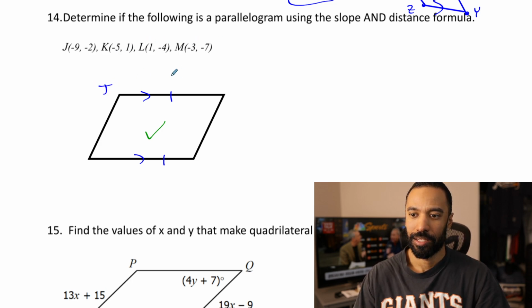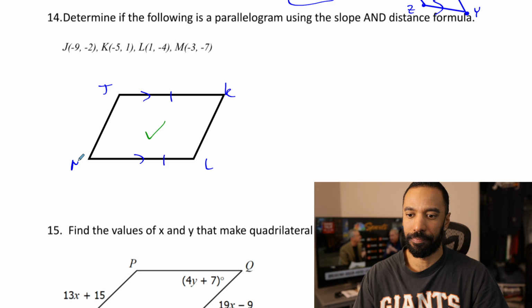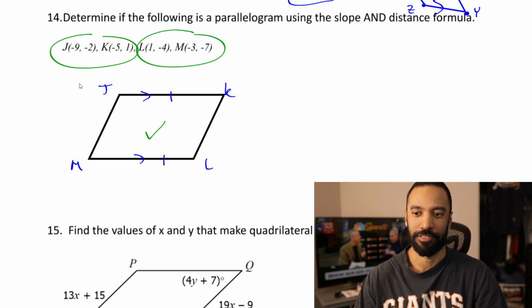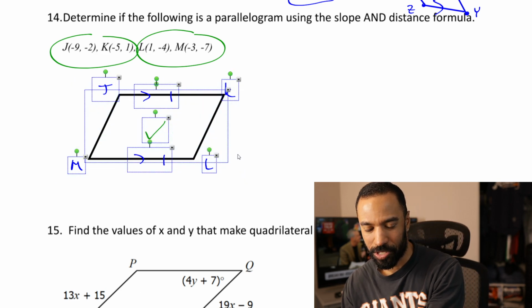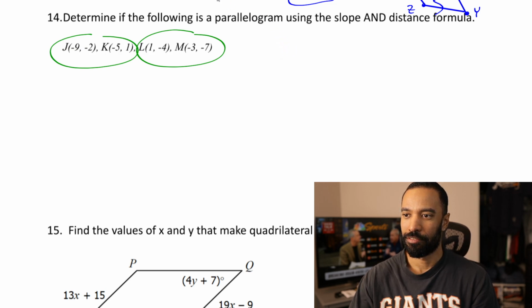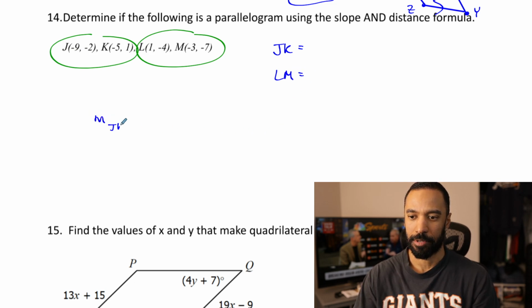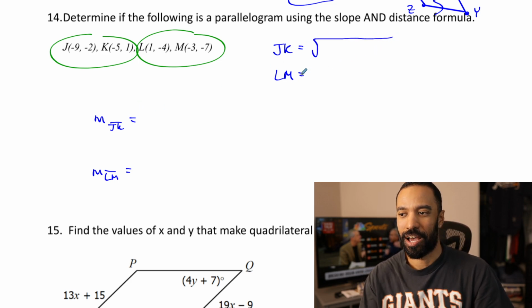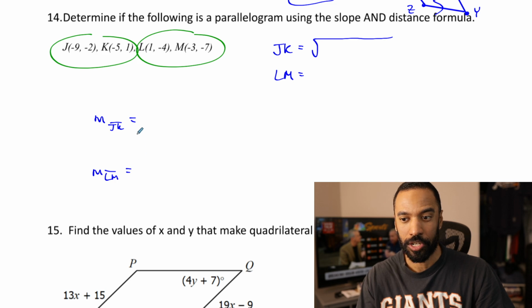So for J, K, L, M, let's look at J with K, let's look at L with M, and go off that, okay? I'm not going to use the visual this time. I am going to just compute. So let's find the length of JK, let's find the length of LM, and then let's find the slope of segment JK, and then the slope of segment LM. Now, a lot of this is going to be based off the same numbers, but I have to be cautious of signs when I do my slopes.